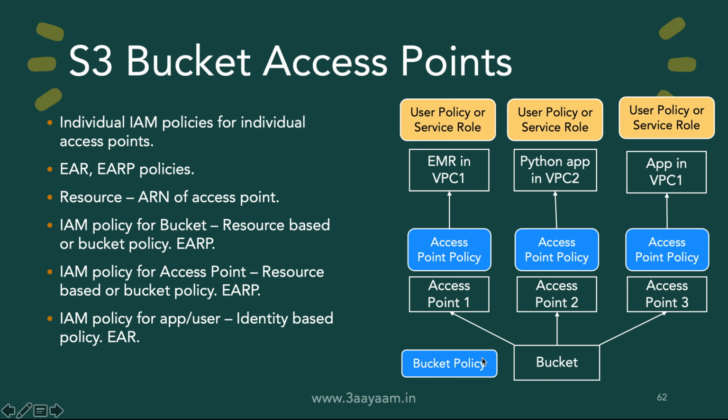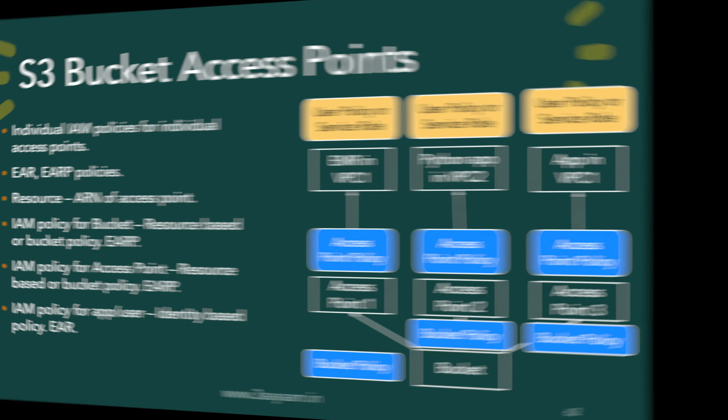Now only one bucket policy will not work, because let's say this user wants to access this particular bucket. Now this user should have access to the bucket also, meaning that the same access that we provide in the access point policy should be there in the bucket policy also. We have to create three different bucket policies for three different access points. So let's see this in action.